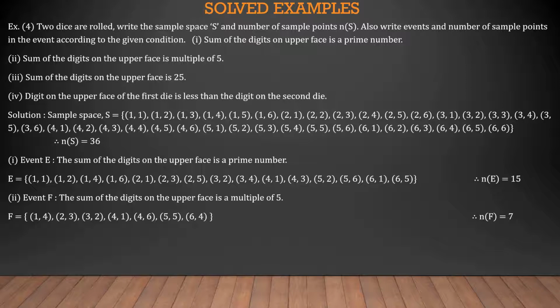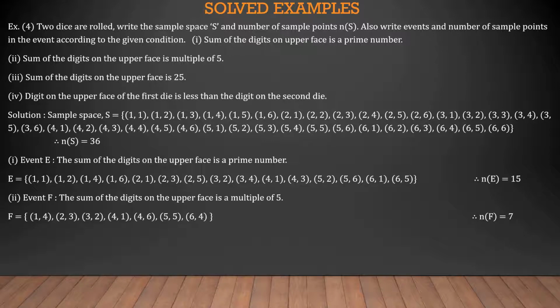2, 3, 2 plus 3 is 5 again, that's a multiple of 5. 3, 2, 3 plus 2 is 5, which is a multiple of 5. 4, 1, 4 plus 1 is 5, which is a multiple of 5. 4, 6, 4 plus 6 is equal to 10, that's a multiple of 5. 5, 5, 5 plus 5 is 10, that is a multiple of 5. 6, 4, 6 plus 4 is 10, which is a multiple of 5.